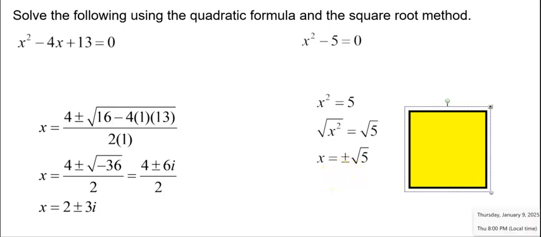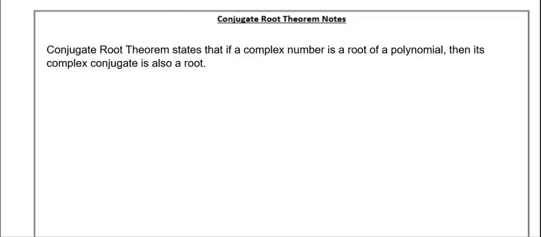These answers are important because when we have complex numbers as solutions, we're going to have two. They're going to come in pairs. They're going to have the plus and the minus, or the negative. Okay? Which leads us to today's topic, the conjugate root theorem. Alright, so the conjugate root theorem states that, as I indicated, if we have a complex number as a root, then the complex conjugate is also a root.